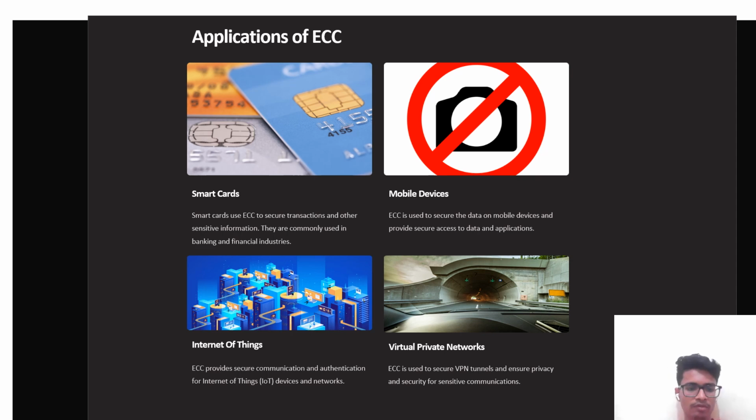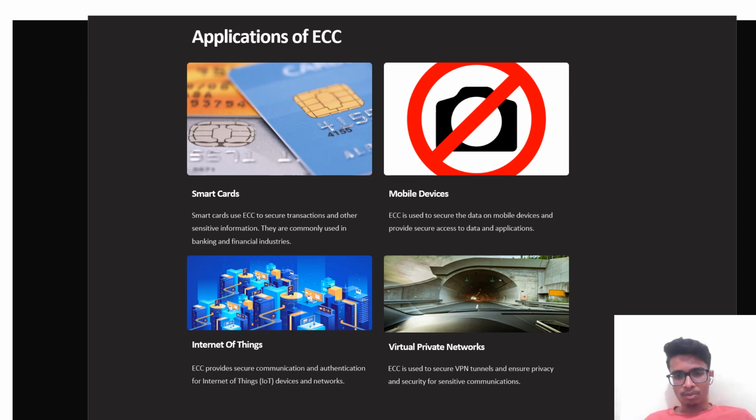So now we'll be talking about the applications of ECC. The applications are smart cards, mobile devices, Internet of Things, and virtual private networks. Smart cards use ECC to secure transactions and other sensitive information. They are commonly used in the banking and financial industries. Customers use smart cards for their cash transactions, with ECC as the security method.